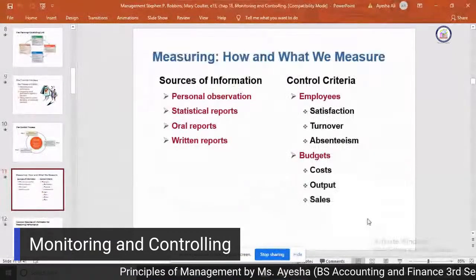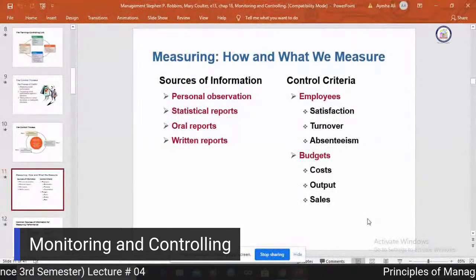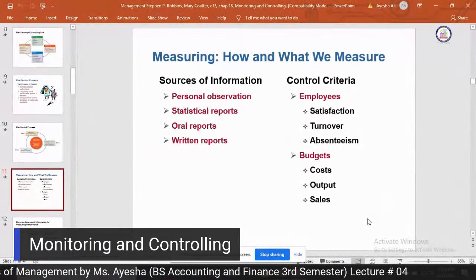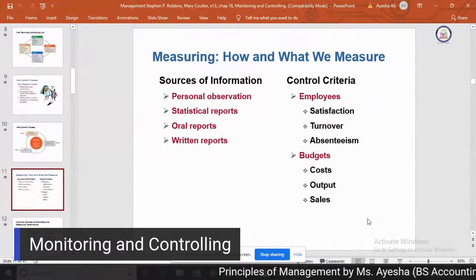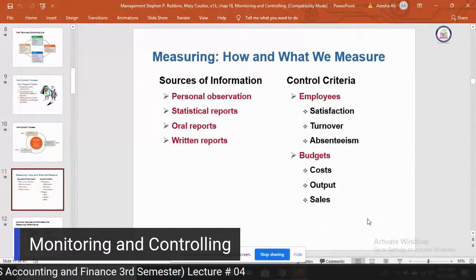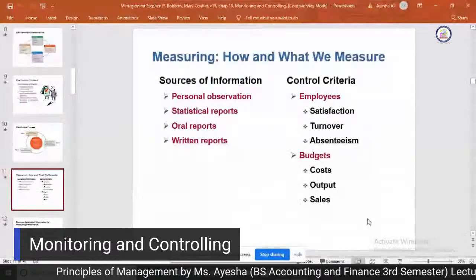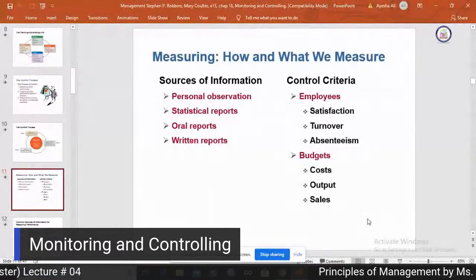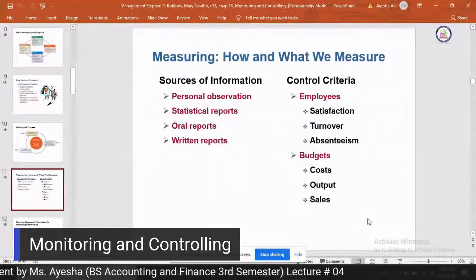Then we have managing how and what we measure. For the source of information, we can collect information about the individual, the team, and the group from different sources. The first one is personal observation. By personal observation, we can directly observe the group and the individual, and we can look at how motivated he is, how eagerly he wants to achieve his goal, whether he is enjoying his target or not. So we are observing with our own eyes, and this is the best way and the more reliable.